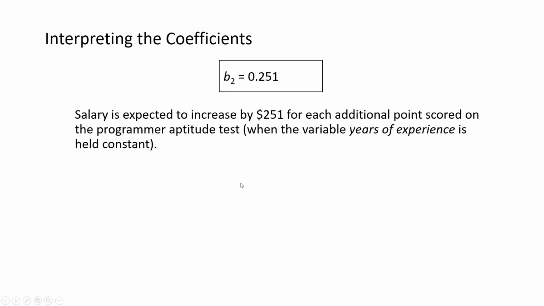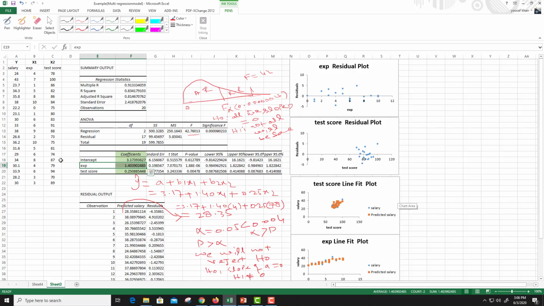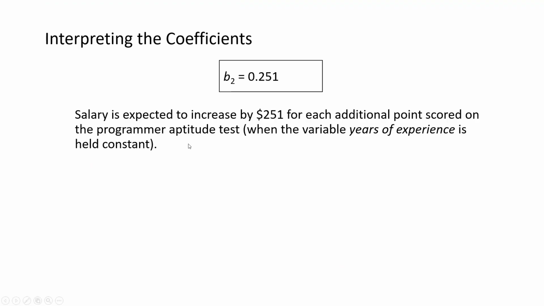Similarly, this is our beta 2. You can see from the Excel, this is the coefficient of the independent variable, which is the test score. So the aptitude test score is another independent variable. Now we want to calculate this slope, and we have already calculated this coefficient, which is 0.25. So this is the coefficient of the aptitude test score, which is our second independent variable. Now we want to relate this to the dependent variable.